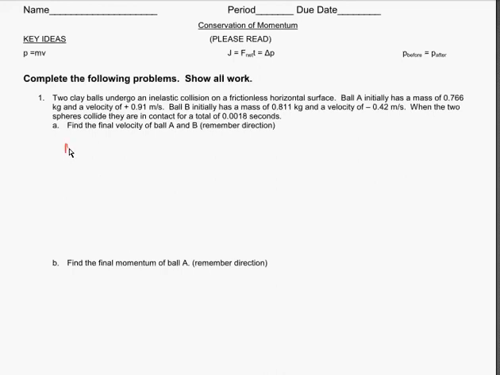So, MA equals 0.766 kg, and VA equals positive 0.91 meters per second. Ball B initially has a mass of this. Well, let's highlight some of these things. We can do that. Here's these first two variables that I found, and then here's this one and this one.